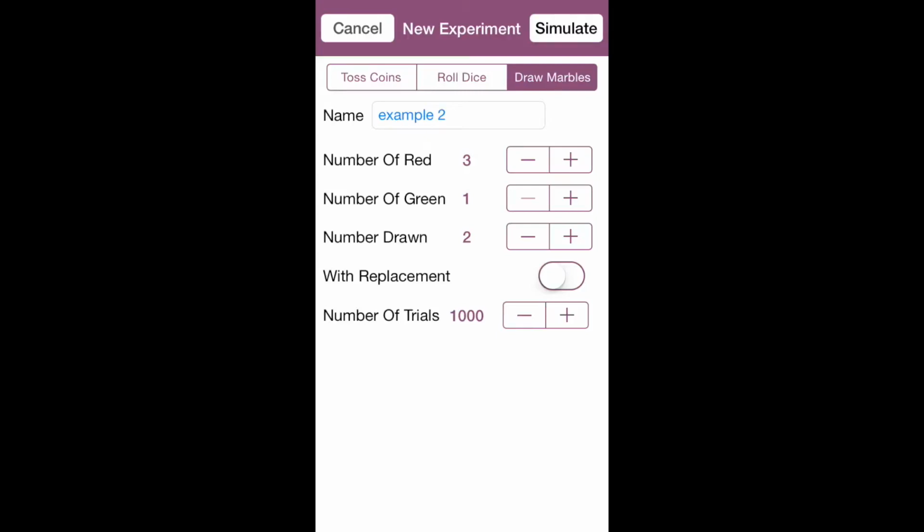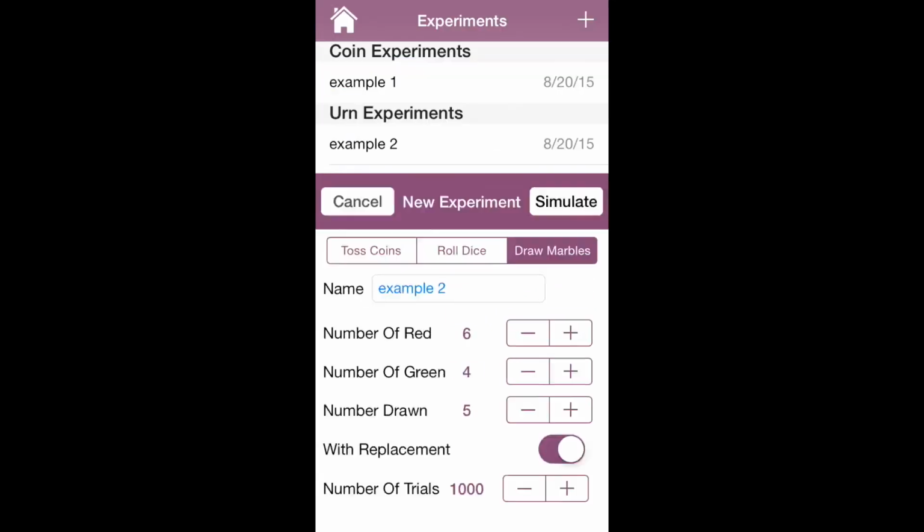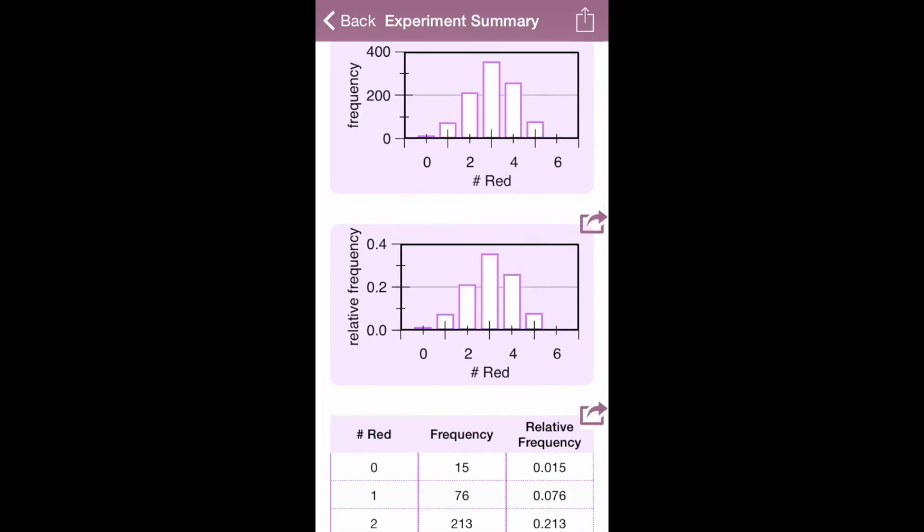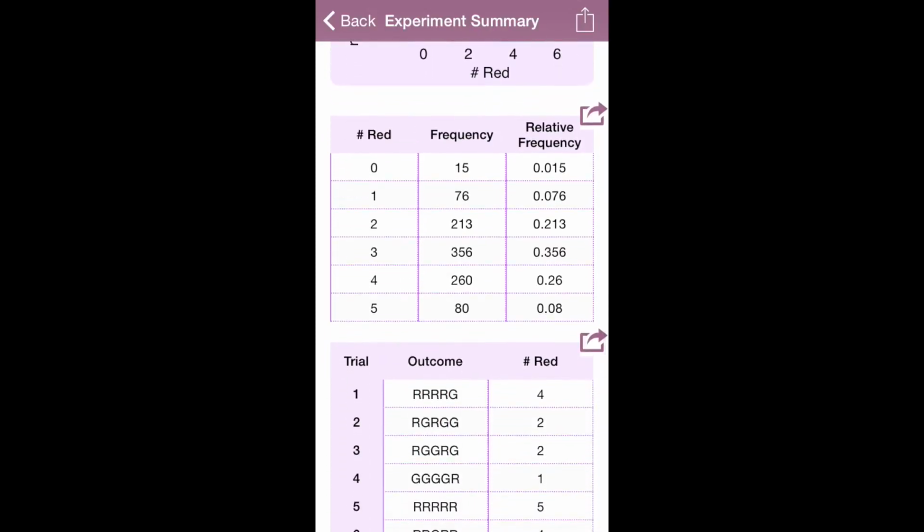Now let's set up the criteria here. We are going to have 6 red, 4 green, and we're drawing 5 marbles. Make sure the with replacement switch is on and tap Simulate. We have 2 choices here for the random variable, number of red, number of green, but we're going to keep it at red. And we're going to look at the relative frequencies here.